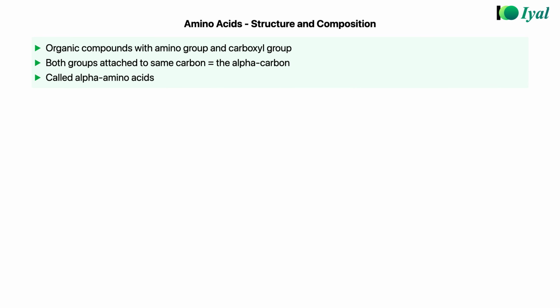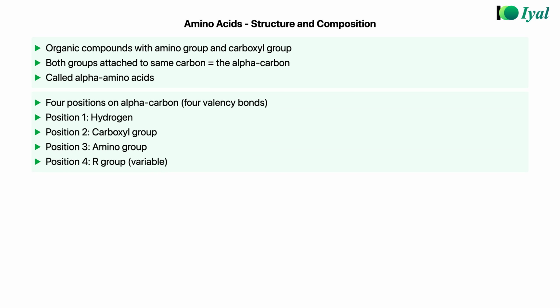All right, let's dive into specific biomolecules. We'll start with amino acids, which are absolutely fundamental to life. Here's their structure. Amino acids are organic compounds that have two special functional groups, an amino group on one side and a carboxyl group on the other. And here's the key feature. Both of these groups are attached to the same carbon atom, which we call the alpha carbon. That's why we call them alpha amino acids.